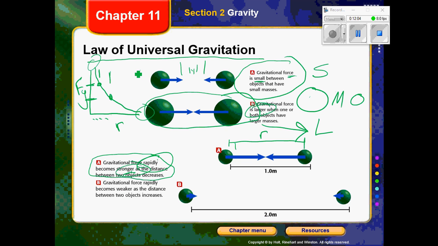So as we go in this way on the graph, the increase is exponential. If we're increasing our distance, getting further and further away, the decrease is inversely exponential. Okay. Do you have any questions about what I just said?